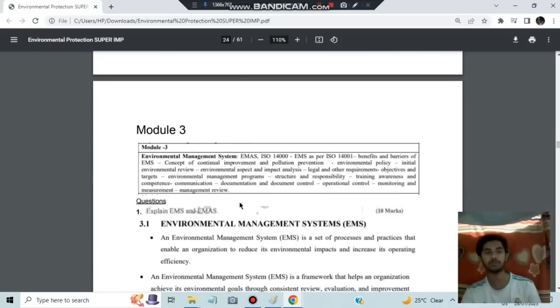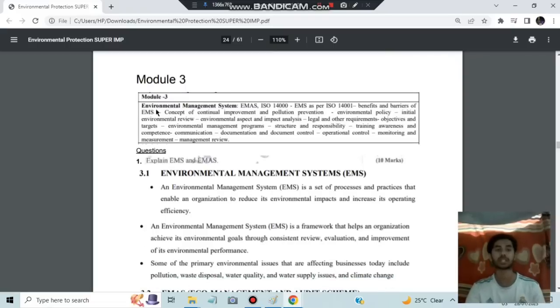Okay, moving on, we have module 3. The chapter is environmental management systems. So we are implementing a system now. There will be particular rules and some things we have to follow. Okay, let's have a look at that.